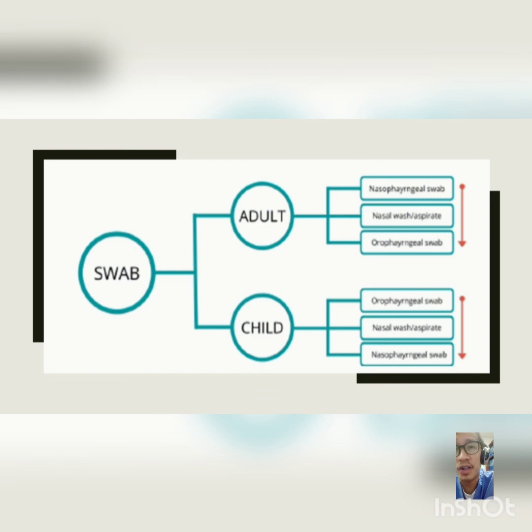While for children less than 12 years old, oropharyngeal swab should be considered. So it's just a reverse compared to your adult. If not feasible, nasal wash or aspirate can be considered. And if the first two options are not feasible, nasopharyngeal swab can be considered. Only flexible nasopharyngeal swab should be used.